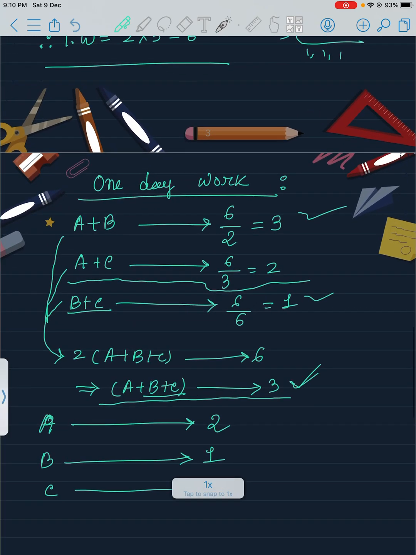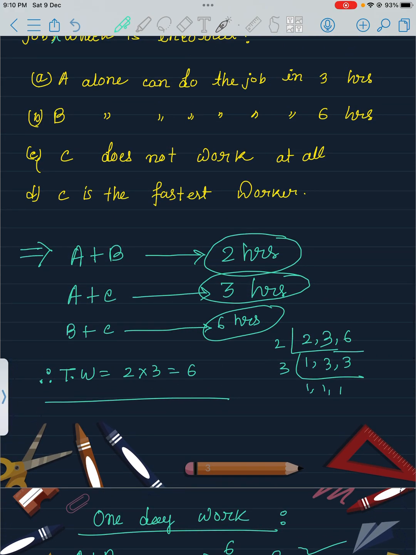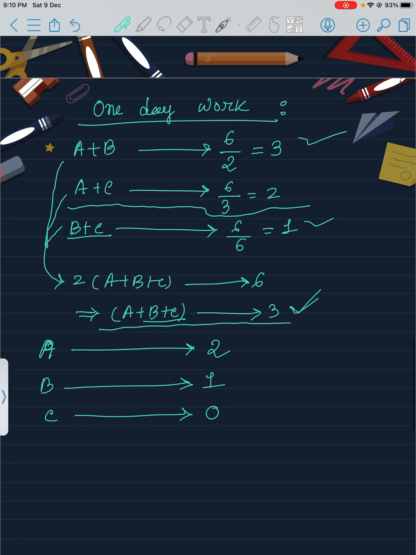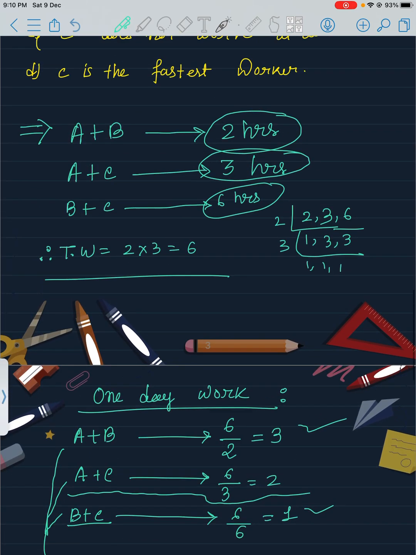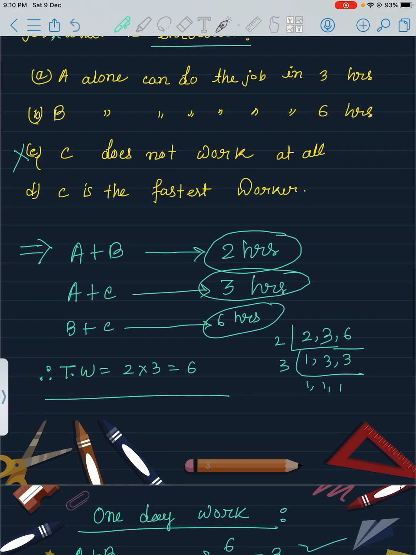So here you can now check the options. A alone can do it in hours, that has not come yet. So C does not work at all. It is true. See, C's one day work is 0. So this is true. But we have to find which is incorrect. This is correct, so this option will not be the answer.